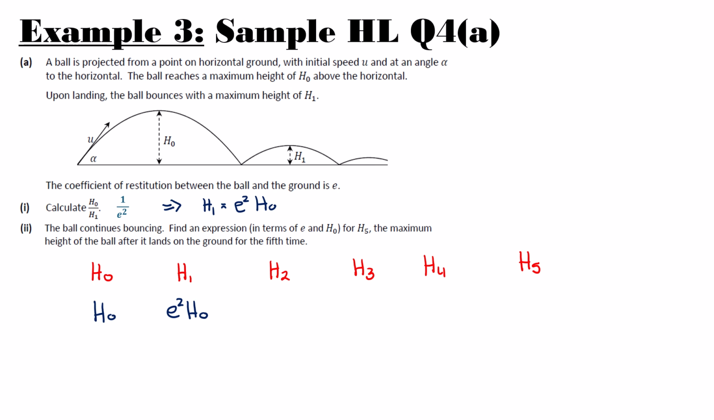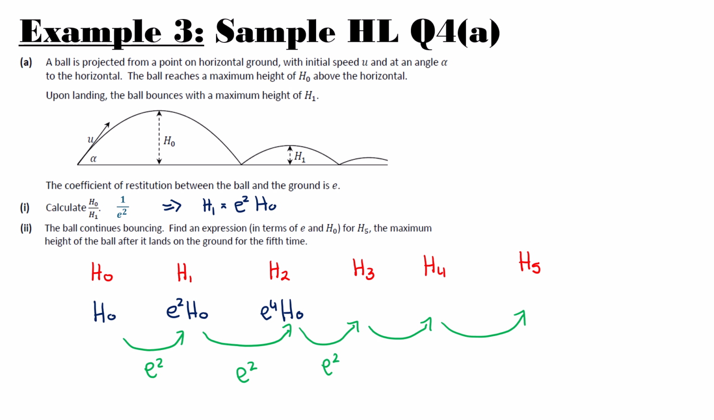And if we bounce again, we're basically going to see the same thing happen. So to get H2, it's going to be E squared times H1. But H1 is already E squared H0. So we're going to get E to the power of 4 H0. And we can continue. So this is a geometric sequence here. And we're trying to get to H5. So these are all E squareds. And we get E to the power of 6 H0.